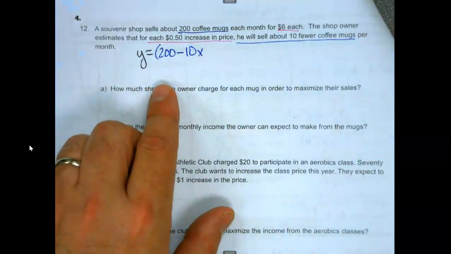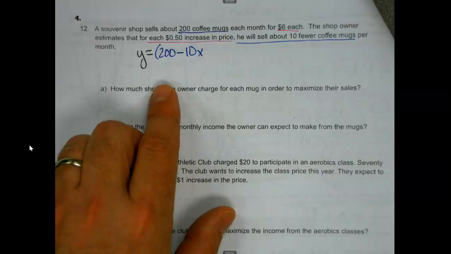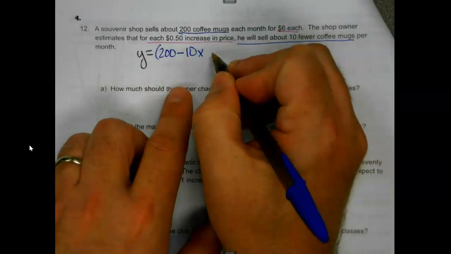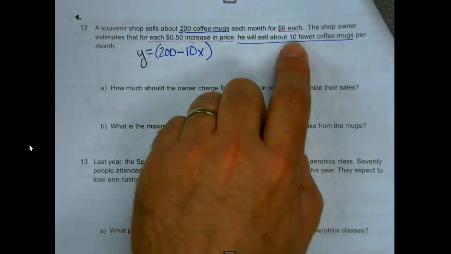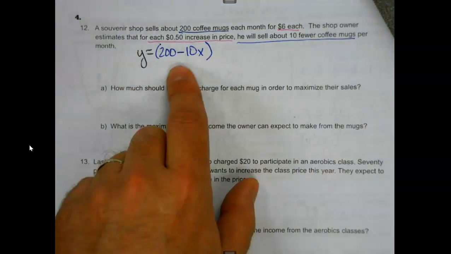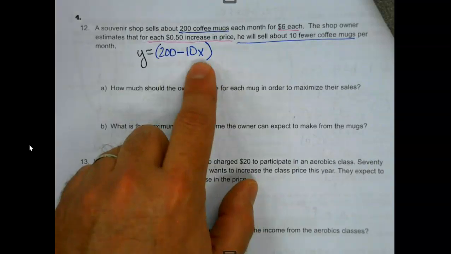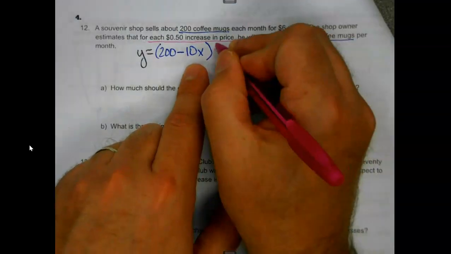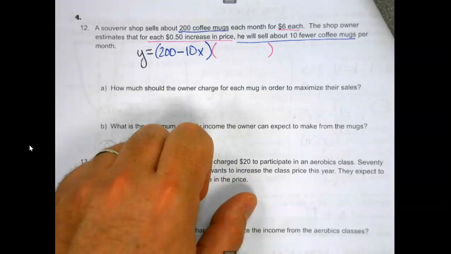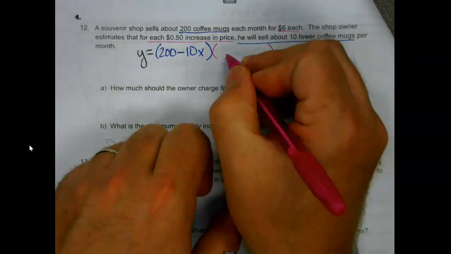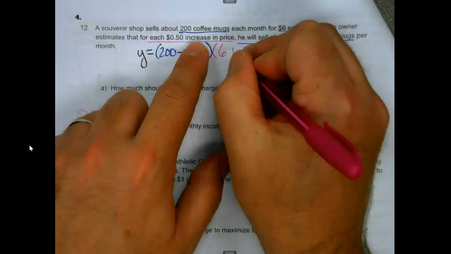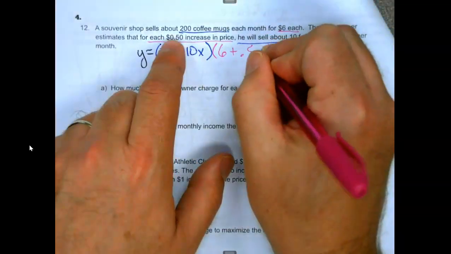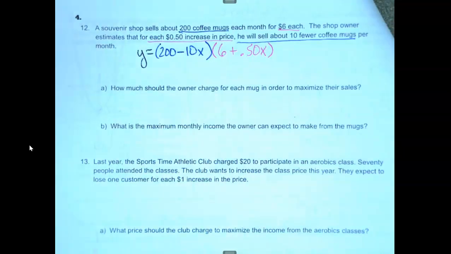Okay, I don't know how many I'm going to get as I move ahead. But I just know for every time I increase the price, I'm going to sell 10 less. So I got to get X'd in with that second part. And I'm going to do the same thing with the second part. Right now I'm selling them for $6, but I'm going to increase the price by 50 cents each time.